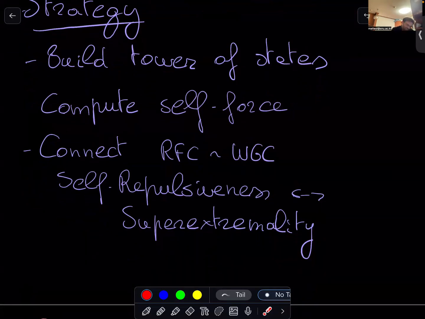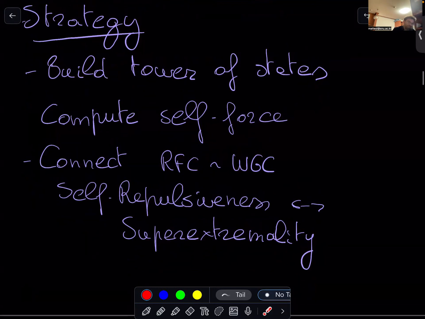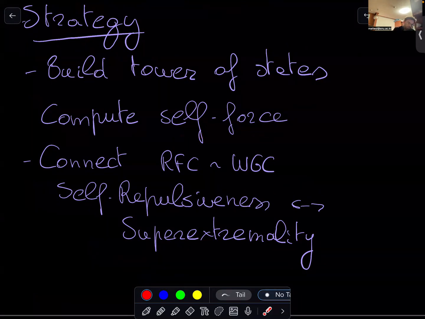So our strategy is mainly three steps. First, construct the tower of states that will be our candidate super extremal particles. Then we compute something from these charges. So we compute the self force. Now I haven't said anything yet about this. What does this mean? Let me just get to it.